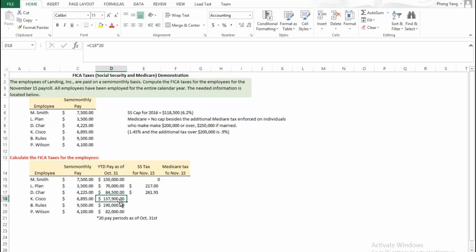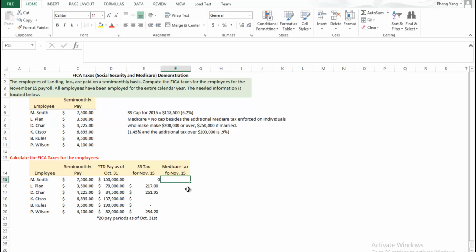That $137,900 is above the 118, so there's 0 liability there. Same thing for Rules, and then for Wilson, they're well under the 118, so we know that the 4,100 has to be taxed at the 6.2% for a total of $254.24.